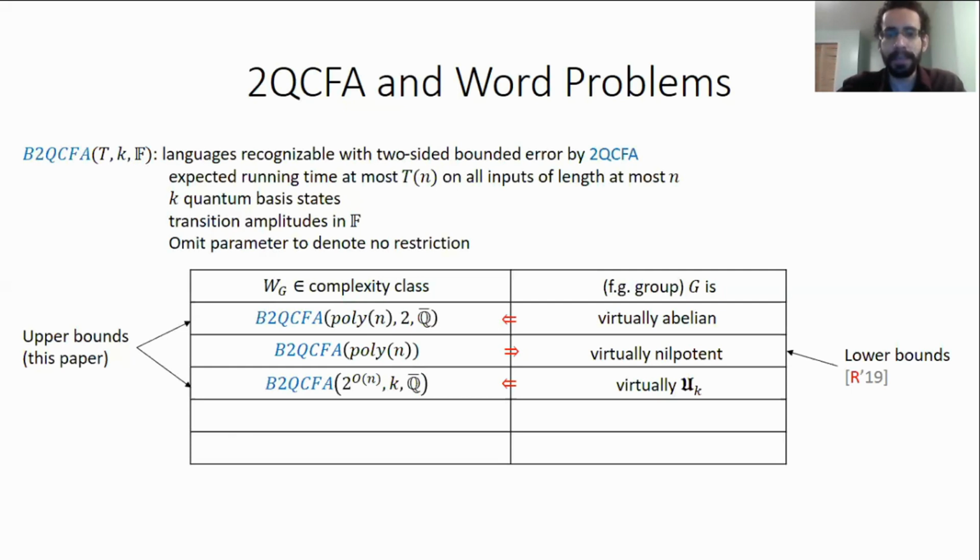Now, in that same paper, we also show the following lower bound. If the word problem of G is recognizable by a 2QCFA in sub-exponential time, then G is either virtually nilpotent or of intermediate growth.